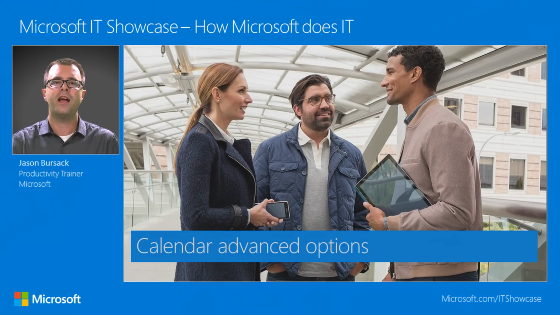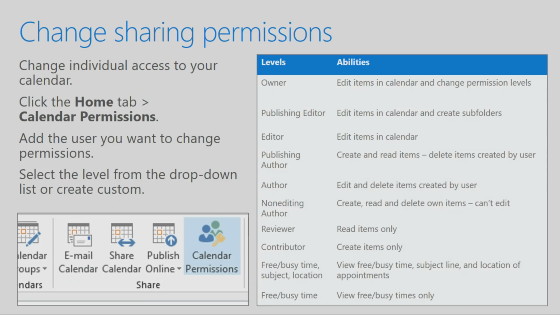We'll move on now to Calendar Advanced Options. With calendars, you can change sharing permissions. You can share your calendar with other people, and other people can share their calendar with you. And you have options as far as what information you share with people. Do you want to let them know just the titles of the meetings that you're attending? Maybe you want to let them know just your free busy time.